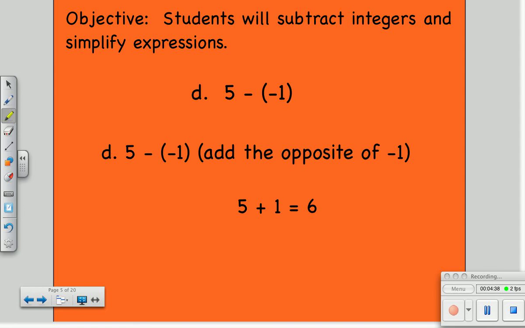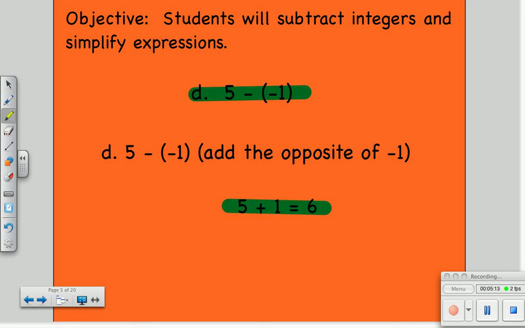And example D, 5 minus negative 1. Keep the 5 the same. Change subtraction to addition. Change negative 1 to the opposite, positive 1, and add. 5 plus 1 is 6. Now, some of you might not have gotten that on this one. 5 minus negative 1, some of you may have said 4. Since I've seen that happen so much, I would really like for us to stop trying to do this in our head so quickly and write it out the opposite way.